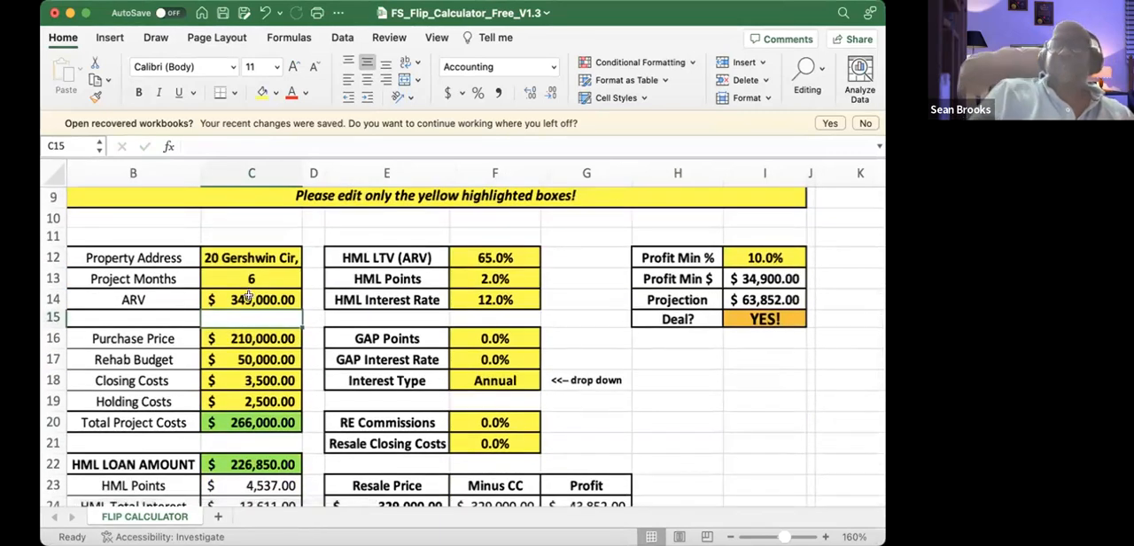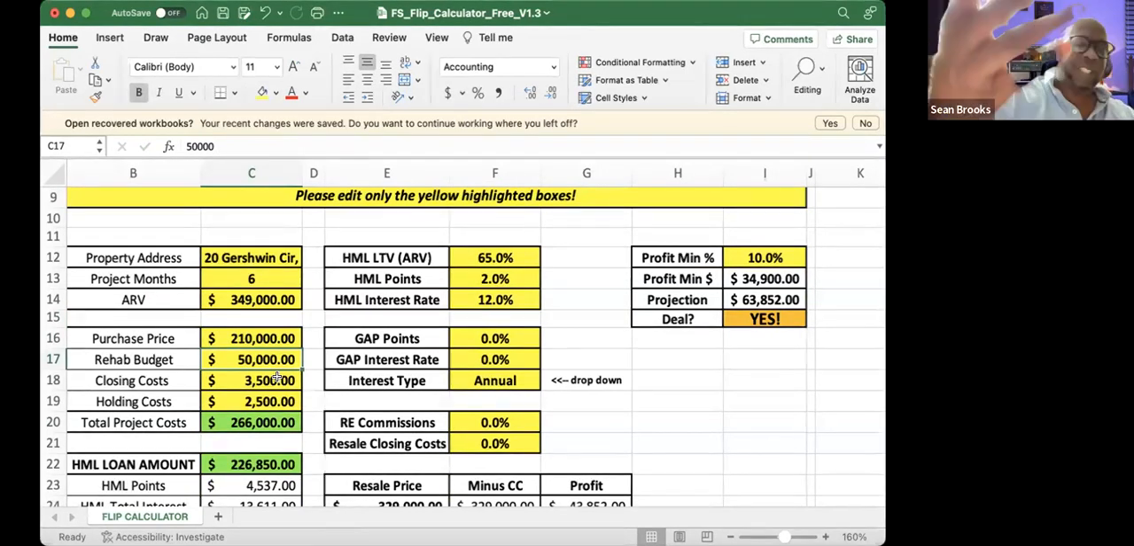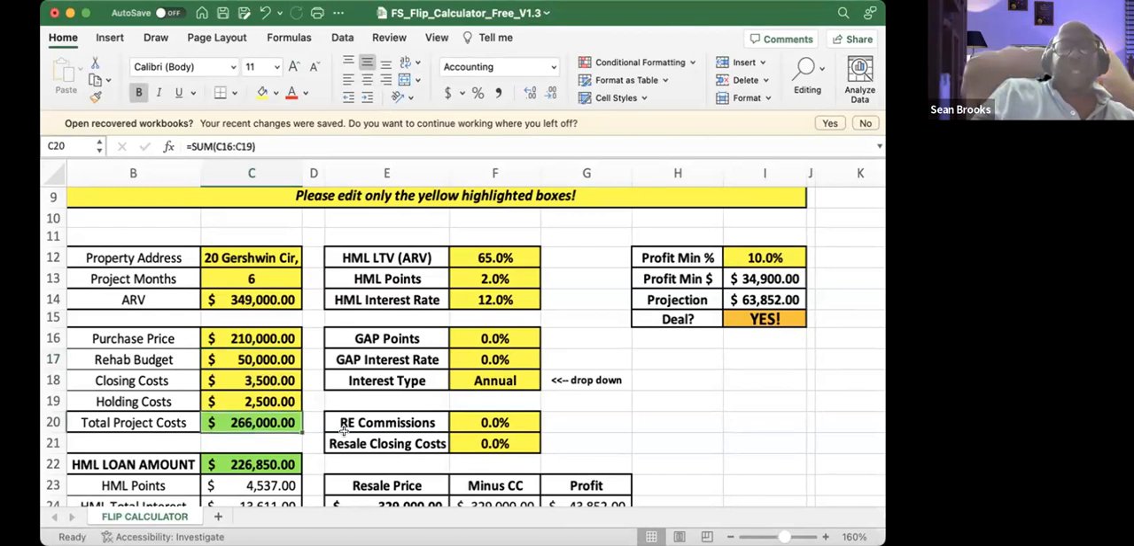All right, and then we're going to resell it after repair. What this stands for is the after repair value. So we're going to try to purchase the property, since it's going to be a cash offer, at 210,000 with a $50,000 rehab budget. Closing costs, we estimate between 1% and 2% of the purchase price. It could be a total of 5,000, but we're going to use 3,500 right now. Holding costs is for us holding the property: taxes, electric, sewer, and all that. 2,500. Total project cost would be $266,000.